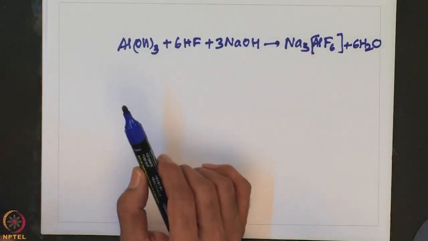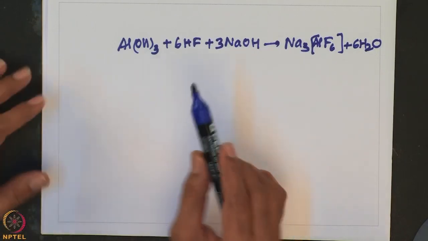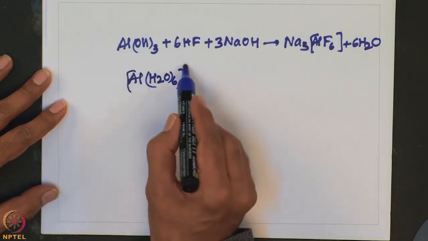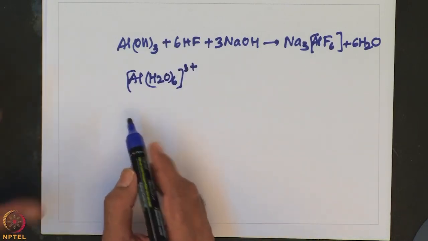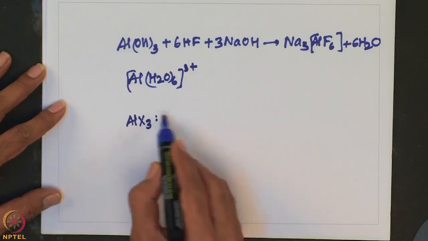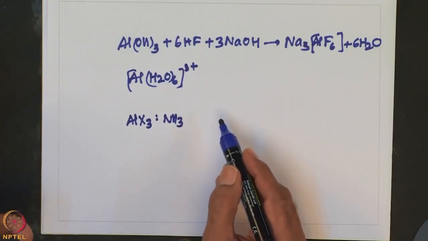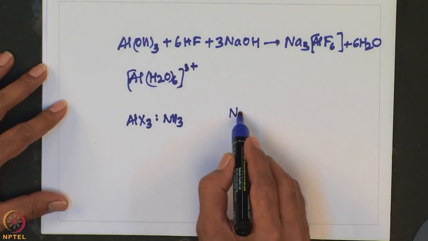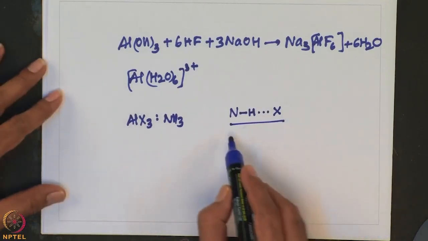So, when water is dripped onto solid aluminum trichloride, vigorous hydrolysis occurs, but in dilute aqueous solution it forms the hexaaqua Al 3 plus ion. With NH3, aluminum trichloride forms an adduct in the solid state. And of course, in this one there is intermolecular hydrogen bonding that exists as a result of these interactions. Some intermolecular hydrogen bonding is anticipated.